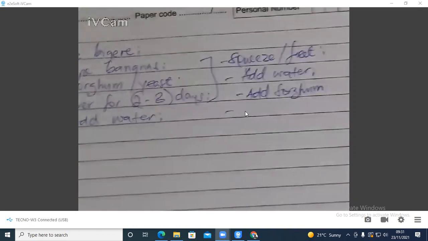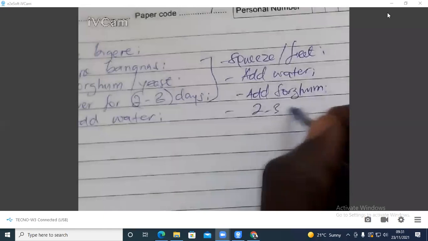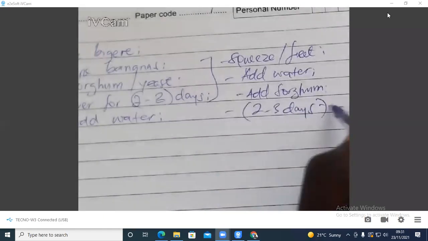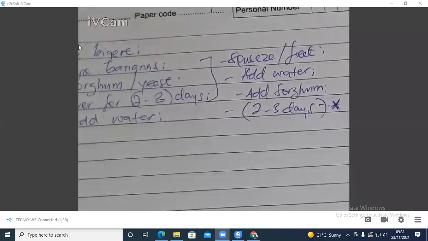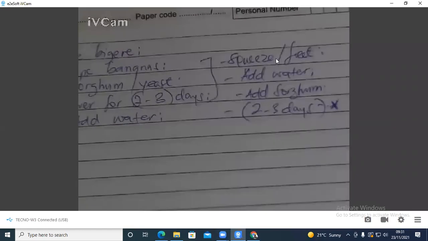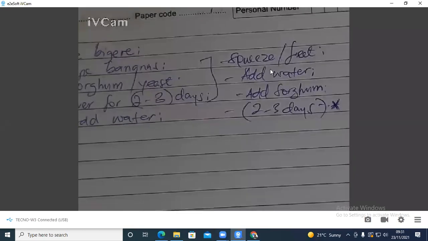And then after the sorghum, you cover it and you keep it for 2 to 3 days. After 3 days, when you go to check it, it's already open. So the reason for squeezing or stepping on the banana is to reduce the size or make it uniform. Then you add the water. There is nothing they pour out. They add sorghum and leave it there for 2 to 3 days. After that, people pour and start taking.